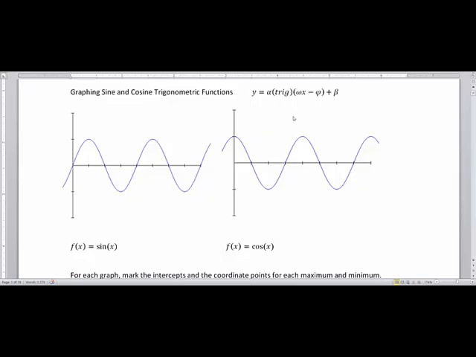Alright, this video is going to start us talking about periodic functions. In particular, we're going to start off with the sine wave and the cosine wave. These periodic functions are going to start off with a little bit of alpha, which the book uses the letter A for amplitude. Then we have the trigonometric function, and in this video we're only going to be talking about sine and cosine.